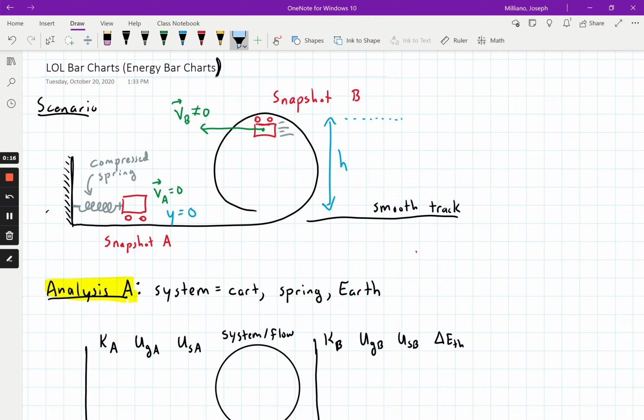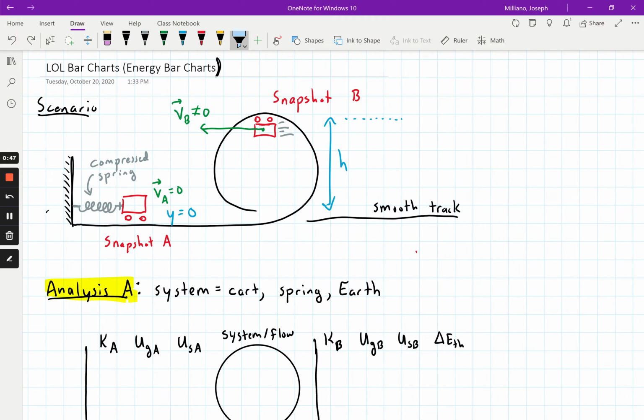So here is the example that we have. There are two snapshots, snapshot A and snapshot B. In snapshot A, we have a cart. That cart is at rest. Its velocity at snapshot A is 0. It is on the ground. Its y value, its height, is 0. And it's been pushed against a compressed spring. So there's a spring and it is compressed. That is the scenario for snapshot A.